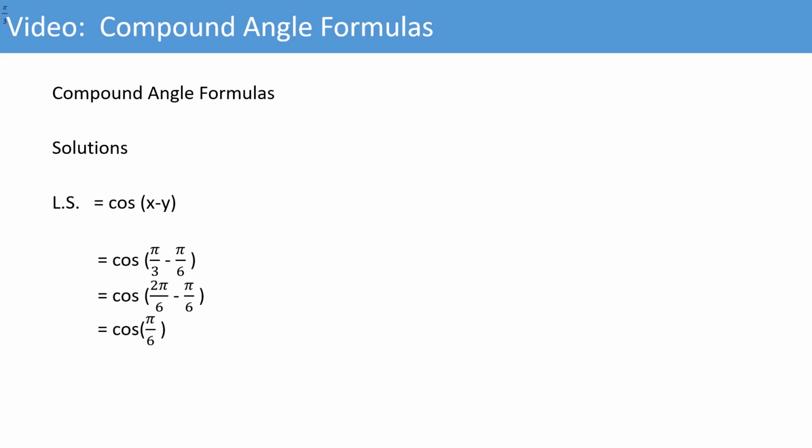Cos of x minus y, we know that x is pi over 3 and y is pi over 6. When we look at these two fractions, we know that to add or subtract fractions, you need a common denominator. So we set up pi over 3 with a denominator 6, which means the numerator will become 2 pi. Then we take pi over 6. It's already in the form we need, so we'll just continue. And from there we get cos of pi over 6. From a special triangle, we know that the cos of pi over 6 is square root 3 over 2.